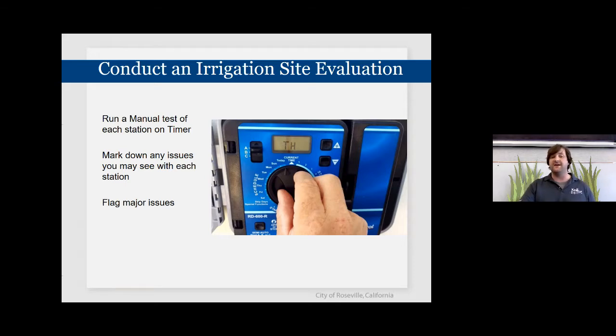If you don't see that, refer to the instruction manual, or if you don't have your instruction manual anymore, because maybe it's a 20-year-old timer and that degraded a long time ago, you can find it on the web at the manufacturer's website. And if worse comes to worse, or even if it's not worse, give us a call and we're going to come out and help you with your timer and figure out all those different settings that it has. But assuming you do get a manual test going, you're going to want to mark down any issues you might see with each station and flag those major issues. Let's go to the next slide.